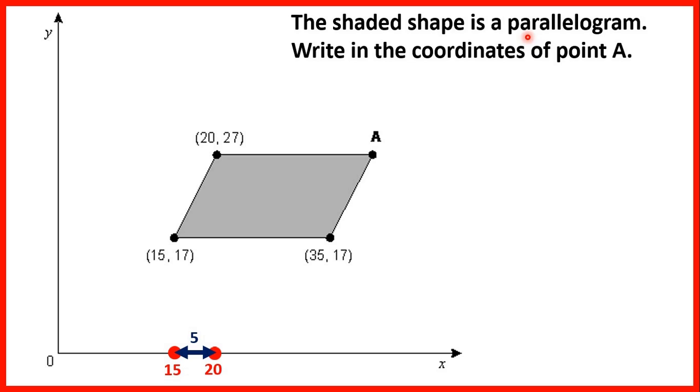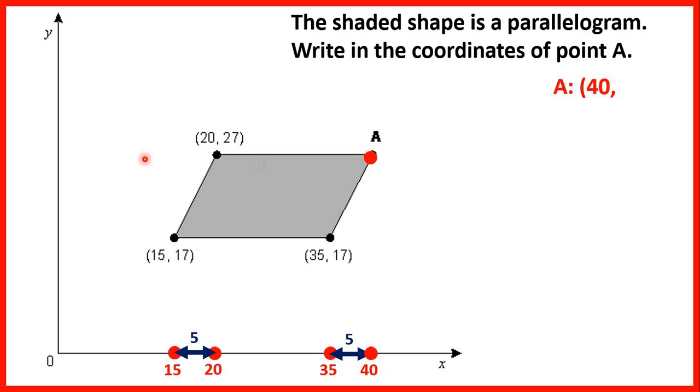So because the shape is a parallelogram, the difference between this point and this point will be the same as the difference between this point and point A. So if we look, the x coordinate for this point here is 35, and if the difference is the same, that means point A will be at 40. So the x coordinate of point A is 40.